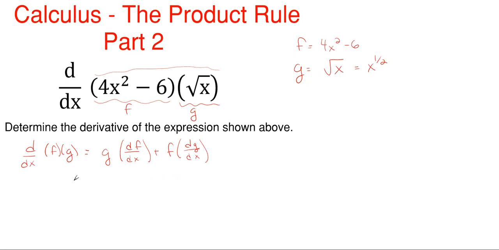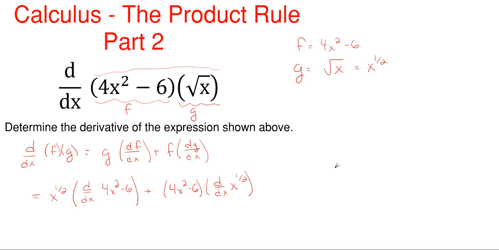So let's just plug in everything we have into this equation. We would have g, which is just x to the 1/2 power, multiplied by the derivative with respect to x of f, which is 4x squared minus 6. And then plus f, which is just 4x squared minus 6, times the derivative with respect to x of g, which is x to the 1/2 power.